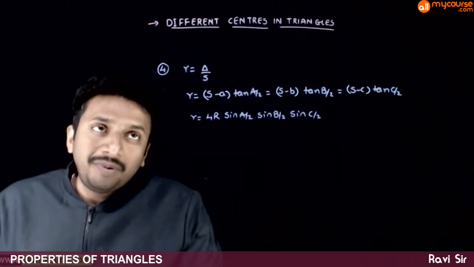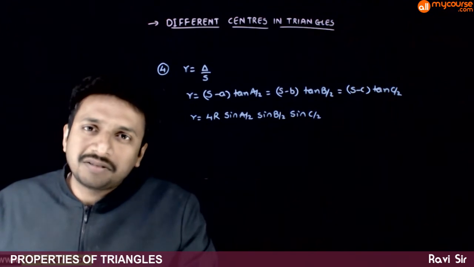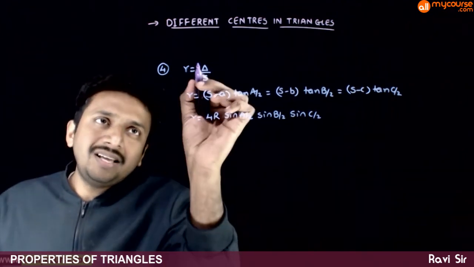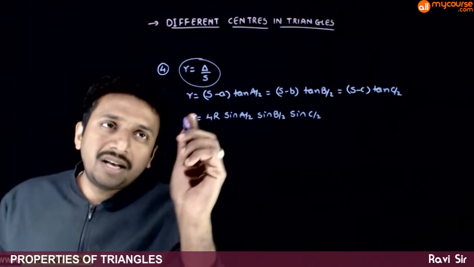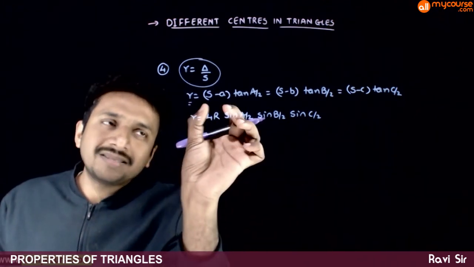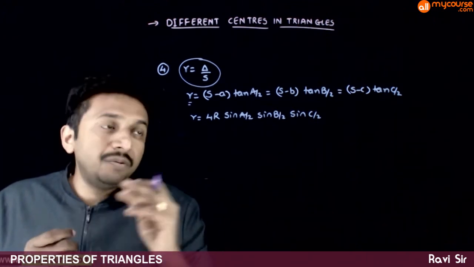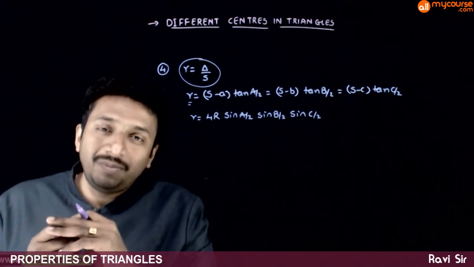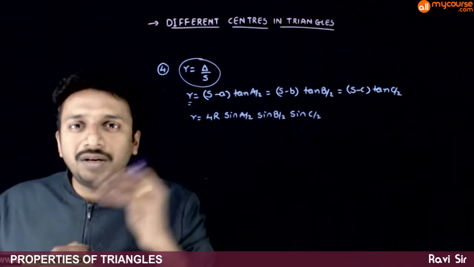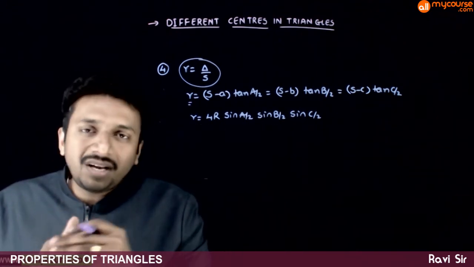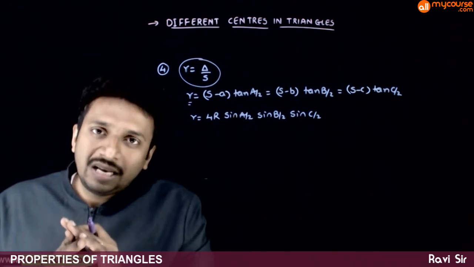So the next formulas are the extension of r is equal to delta by s. This is a formula which I have already derived, and from this you can also derive r is equal to (s minus a) times tan A by 2, or (s minus b) times tan B by 2, or (s minus c) times tan C by 2. And r is also equal to 4R sine A by 2, sine B by 2, sine C by 2. So these are very easy to derive using the half angle formulas which I have already known.